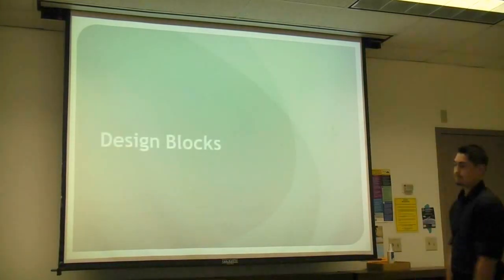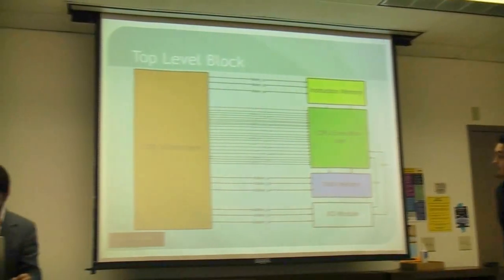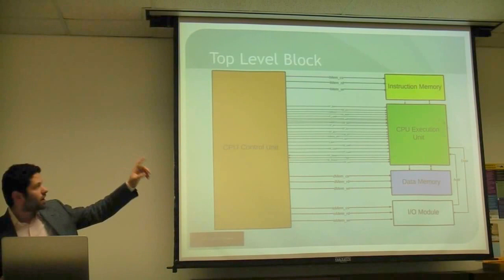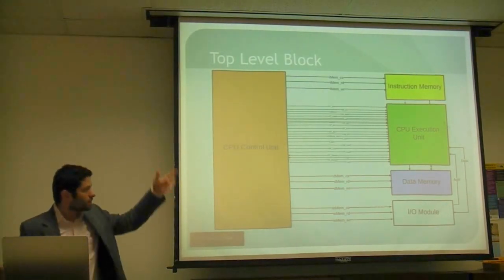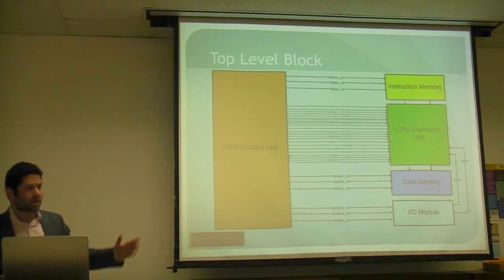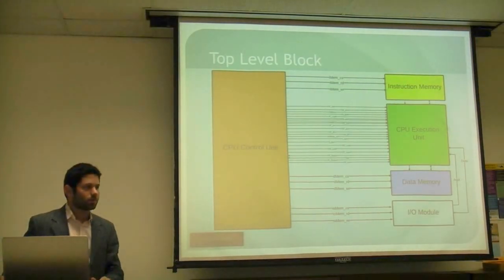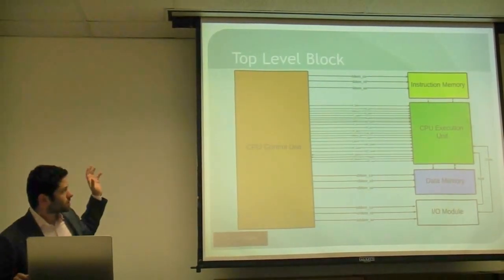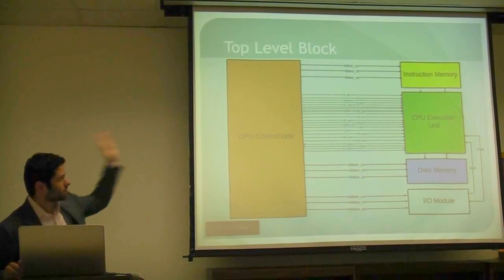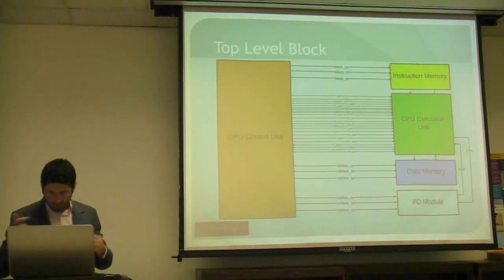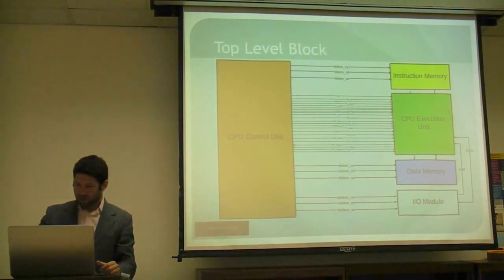I'm going to talk about our block designs. So this is our top level block. We have our control unit here on the left, our execution unit, the memories, and an I/O module. Now, our I/O module, we treated it as an extra memory module for this simulation. But as you can see, most of the control signals flow from, in this case, left to right, all of them going into the execution unit, and from the execution unit, flow to the data memory, instruction memory, or the I/O.